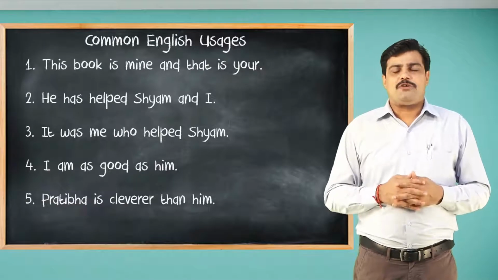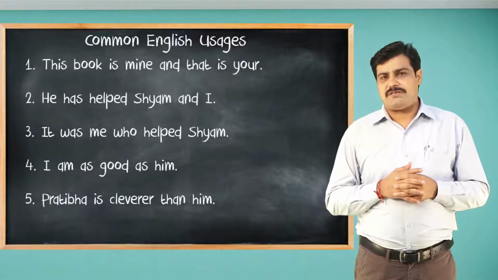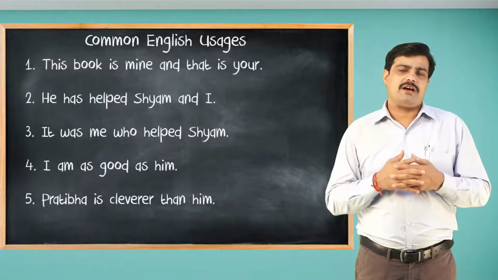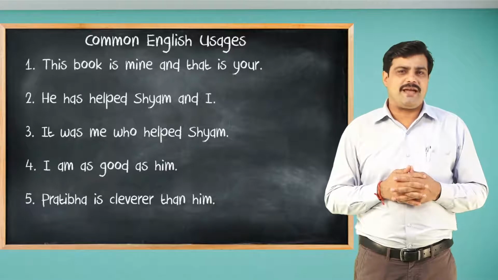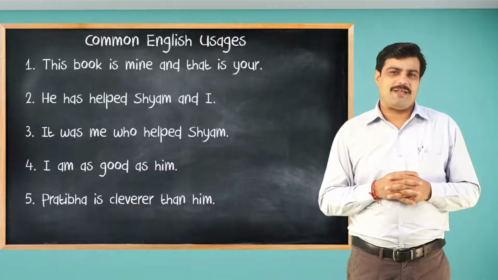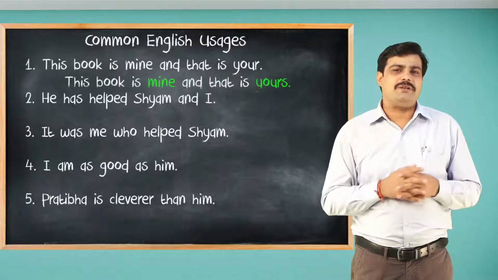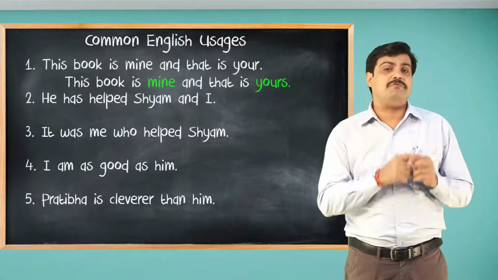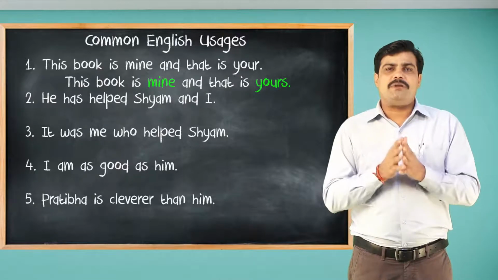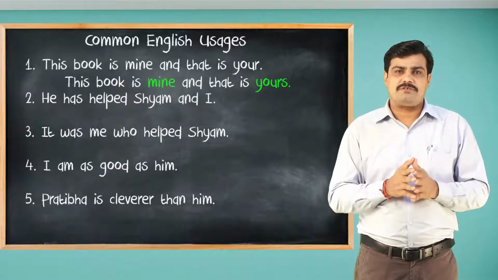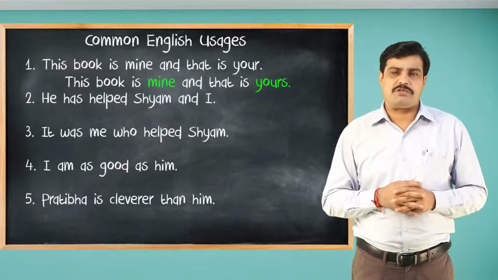Well, you see here in these sentences, these are the common expressions which are wrong. So the first sentence, the book is mine and that is your. Here must be possessive pronoun yours, because there is a comparison between mine, the possessive pronoun, and yours. So the word should be yours.